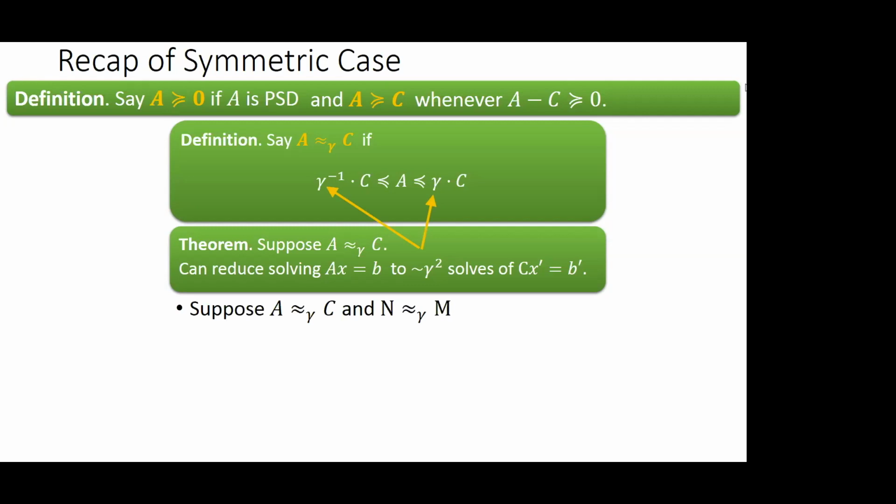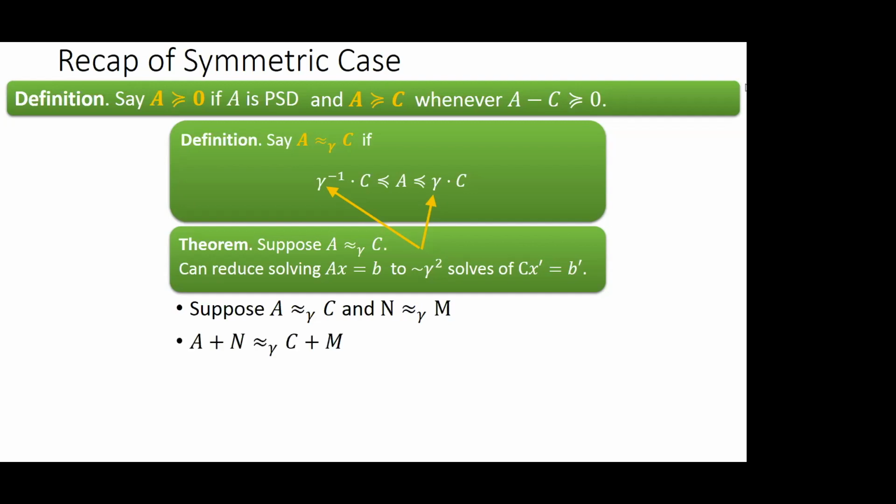And so this notion of multiplicative approximation, in addition to this nice property that it lets you reduce solving a linear system with one matrix to a linear system in another matrix, has some other useful properties too that we talked about last time. So suppose we have A and C that are within a gamma factor of each other, and then also we have N and M, and those are within a gamma factor of each other. So what does that imply?